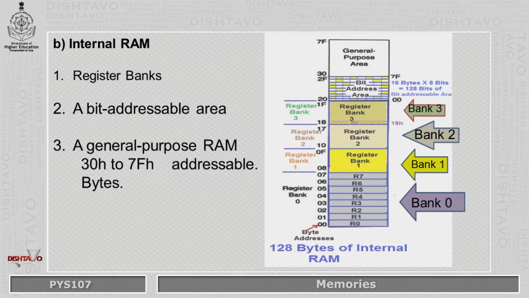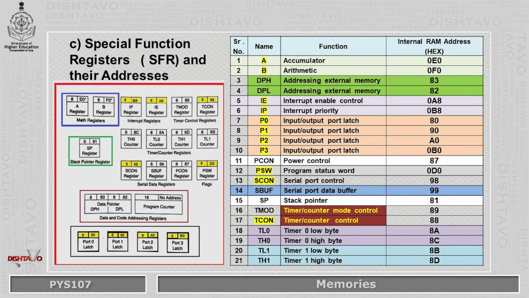Addressable bits are useful when a program needs only to remember a binary event, like a fan switch is on or a light switch is off, etc. Therefore, individual events can be controlled. This is what makes a microcontroller different from a microprocessor. Three, a general purpose RAM area above the bit area from 30H to 7FH, addressable as bytes.